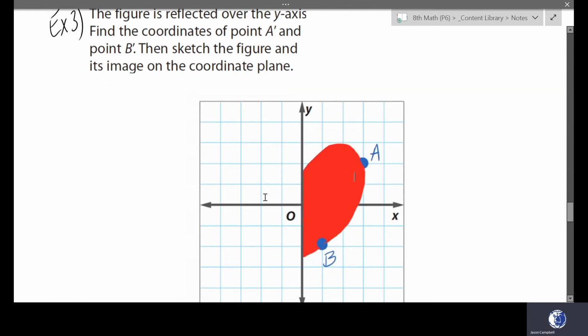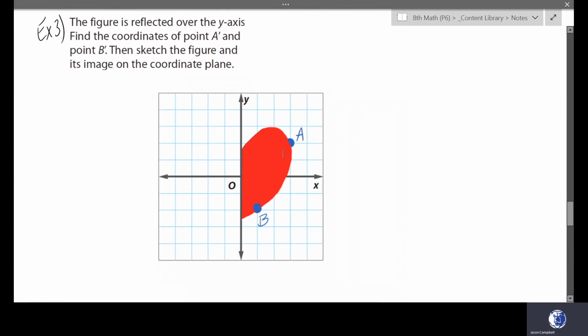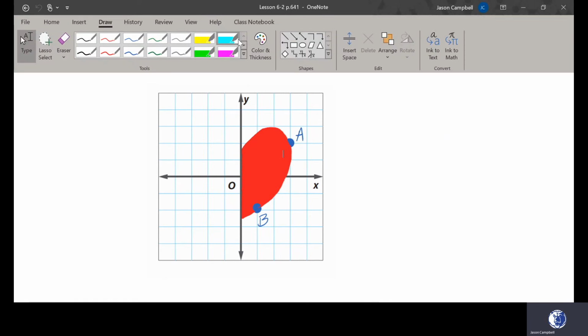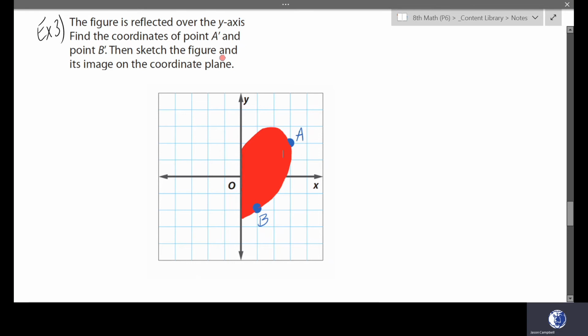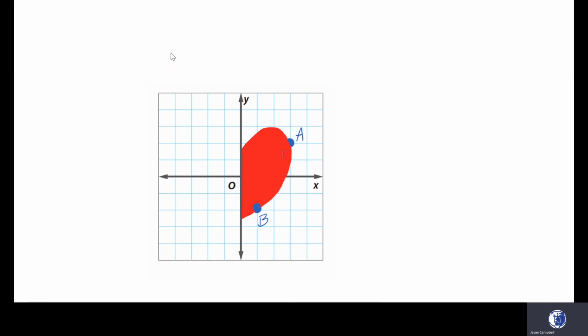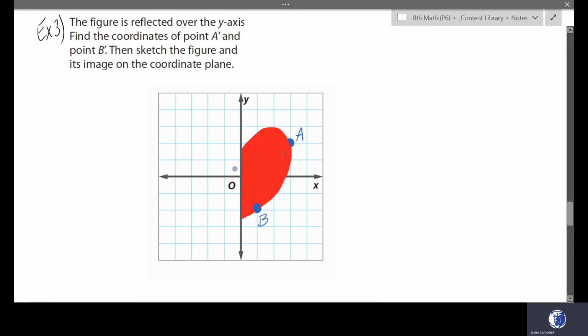In our example 3, it says the figure is reflected over the y-axis. Find the coordinates of point A prime and point B prime, then sketch the figure and its image on the coordinate plane. So if point A looks like it is at (3, 2), we're going to be at (-3, 2) with our point A prime. And then there's another point here, B, at looks like (1, -2). So our point B prime is going to be at (-1, -2).